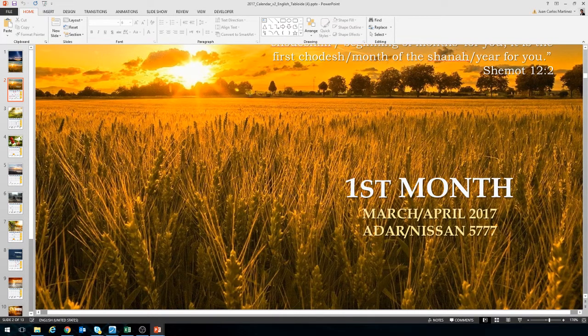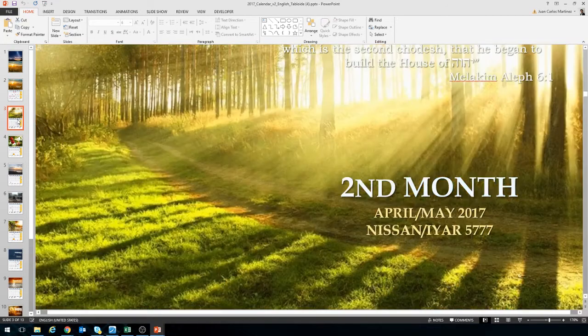So the first month on YaHuWaH's calendar is going to happen between Adar and Nisan of this year. Okay, you will have the same information in each one of the months. So here in the second month, for example, it is going to be between April and May 2017, and between Nisan and Iyar on the Jewish calendar. So this is the same pattern for each one of the pages per month. So let's review. I'm making clicks in a totally wrong place. So let me show you.